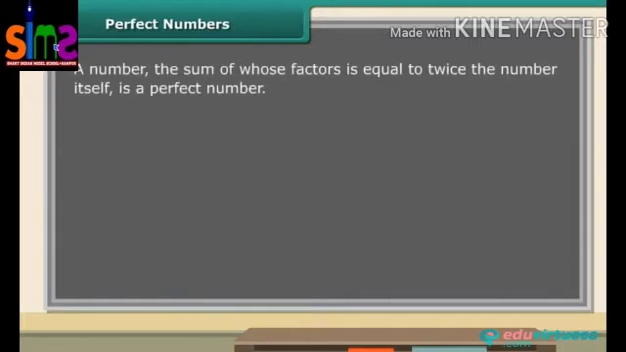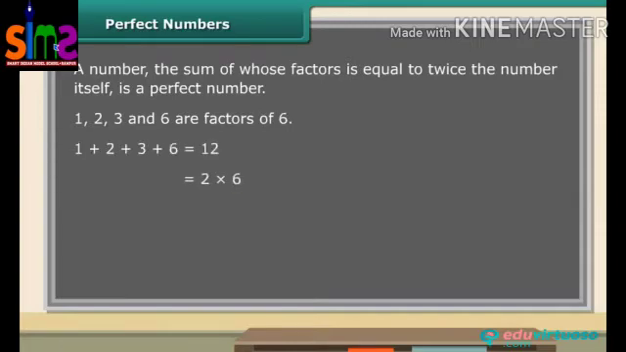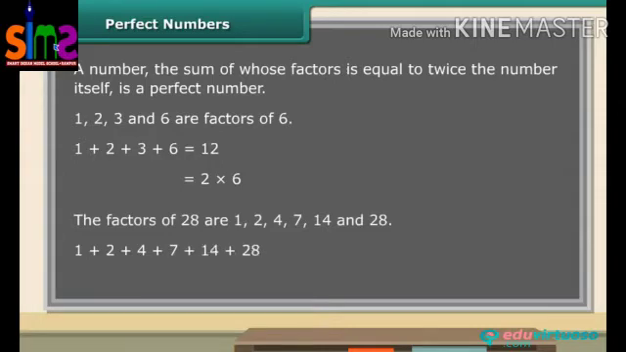A number, the sum of whose factors is equal to twice the number itself, is a perfect number. For example, 1, 2, 3 and 6 are factors of 6. The sum of the factors 1, 2, 3 and 6 is 12, which is the same as 2 times the number 6. Hence, 6 is a perfect number. Similarly, the factors of 28 are 1, 2, 4, 7, 14 and 28. The sum of the factors is 56, which is the same as 2 times 28. Therefore, 28 is also a perfect number.